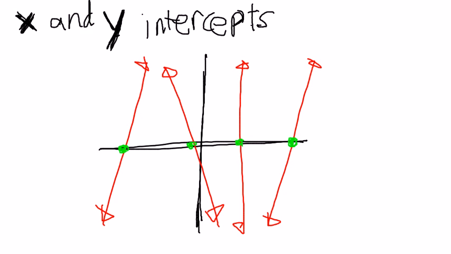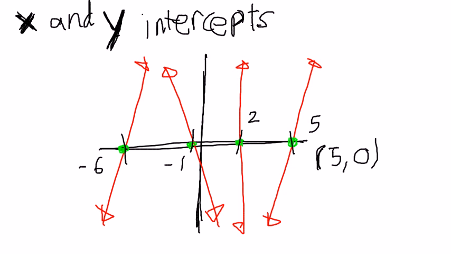Now, if I had to give a coordinate point, so let's say this right here is 2, this is 5, this is where x equals -1, and this is where x equals -6. Let's take a look at the coordinate points of the X-intercepts, or the green points. So if the x here is 5, it's 5, 0, that point right there. And this point right here is 2, 0. This one right here is -1, 0. And this one right here, this green point, is -6, 0.